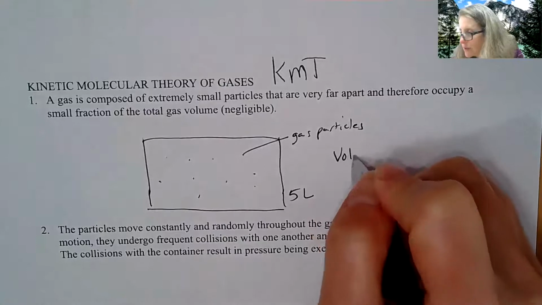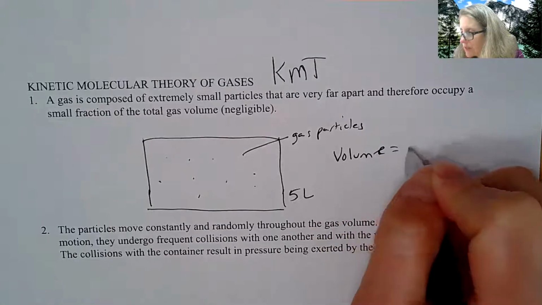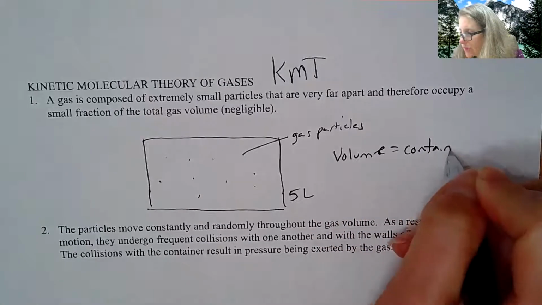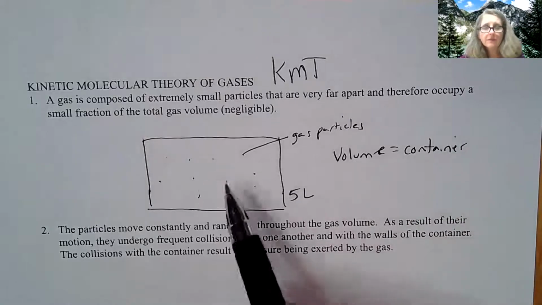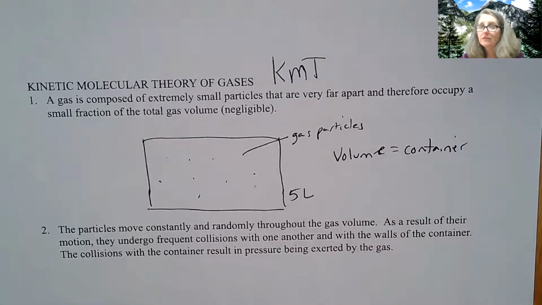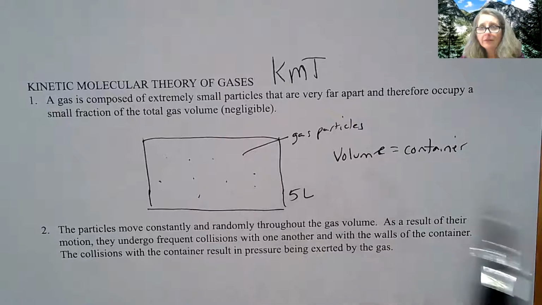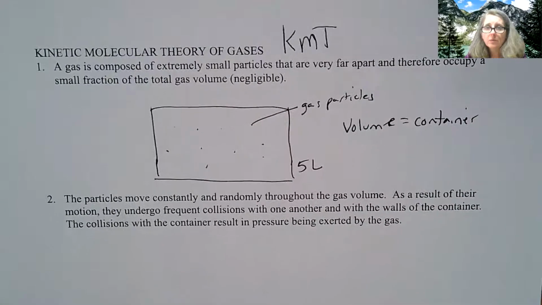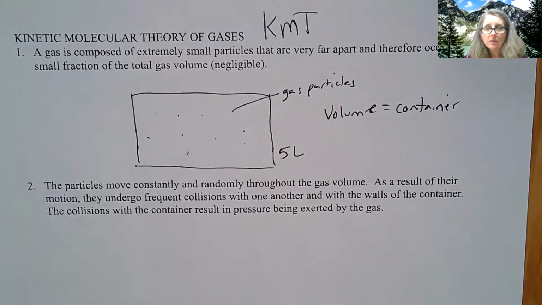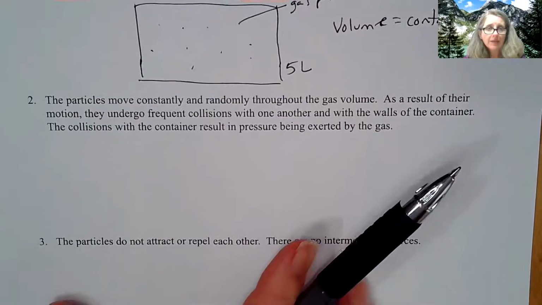So the volume that we use in PV equals nRT is always of the container. Now, we will account for the fact that the gas particles are very, very small, but we will account for this in something called the van der Waals equation a little bit later on. Again, anytime we use PV equals nRT, we always use the volume of the container.